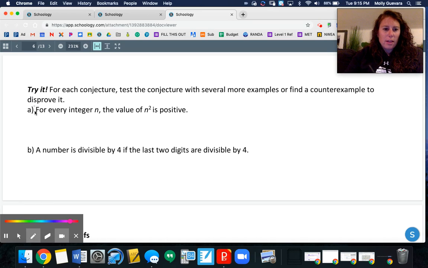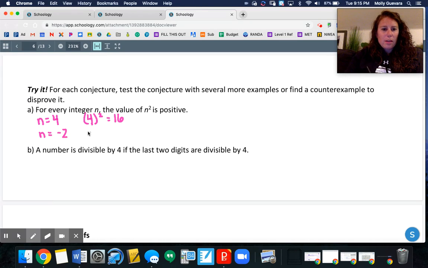Okay. So if n is 4, 4 squared is 16. That's positive, right? What if n is a negative number? Negative 2, right? Then I have negative 2 squared equals positive 4. Okay, that's also positive. So far my conjecture is working.